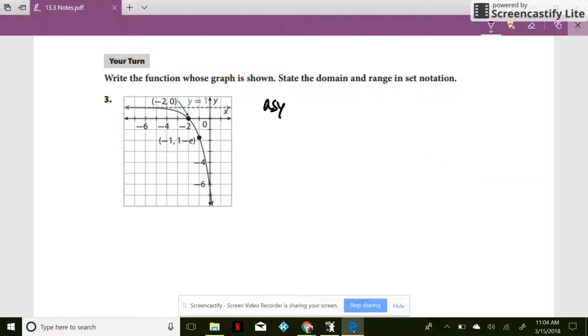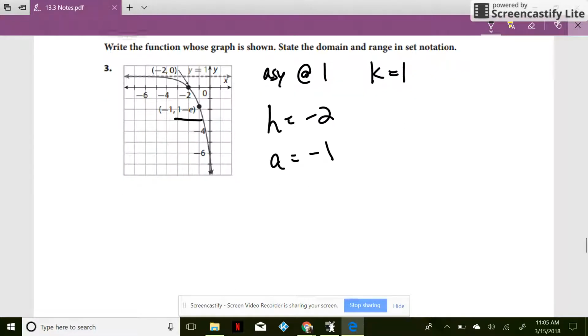So our asymptote is at 1. So our k value is 1. From the point closest, our h value is going to be -2. From the other coordinate that's further away, our a value is -1. Notice that it's 1 minus e, so the coefficient in front of e is -1.